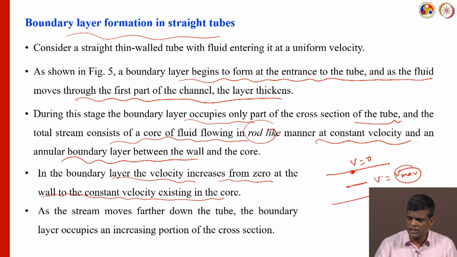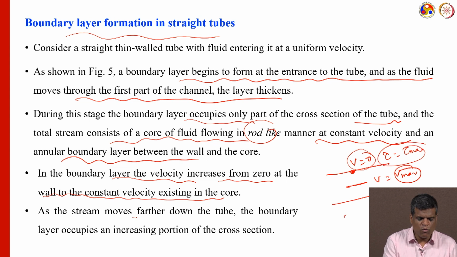Wherever the velocity is maximum, the shear stress is 0, and wherever the velocity is 0, the shear stress is tau max, the maximum, as we can see here. As the stream moves further down the tube, the boundary layer occupies an increasing portion of the cross section.